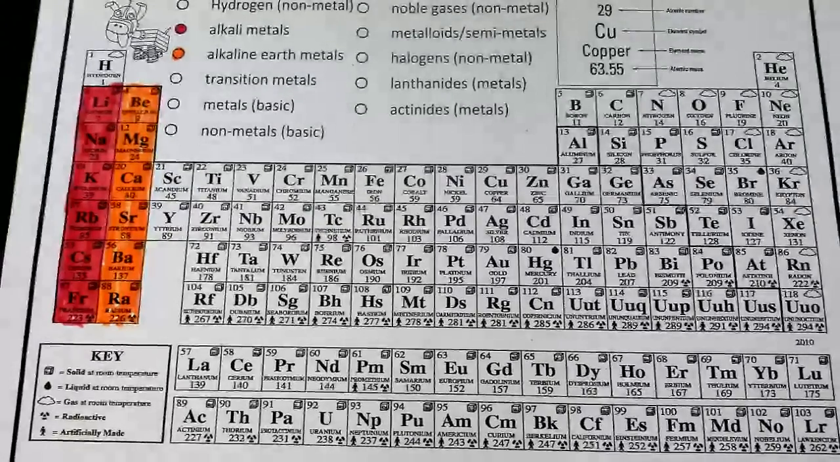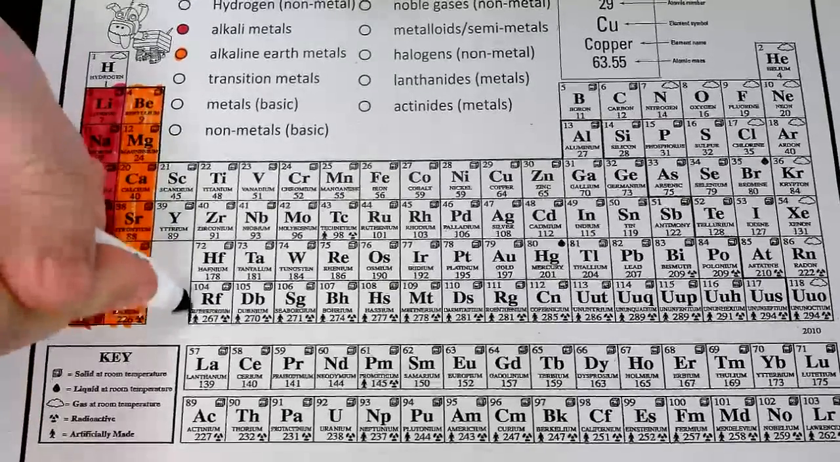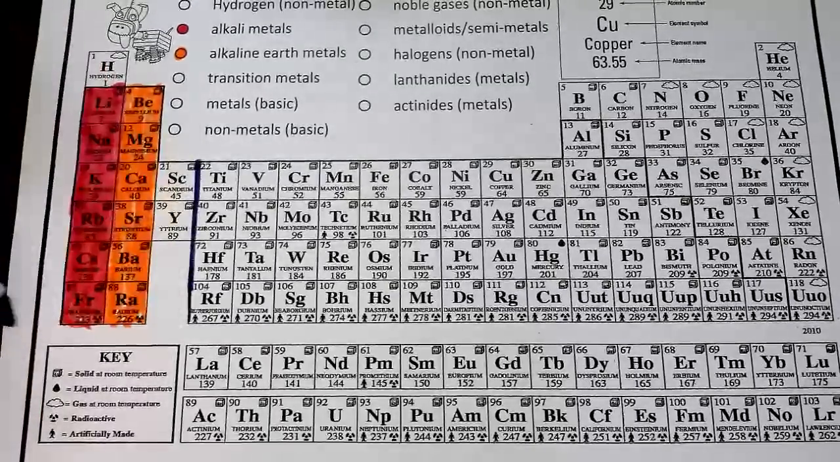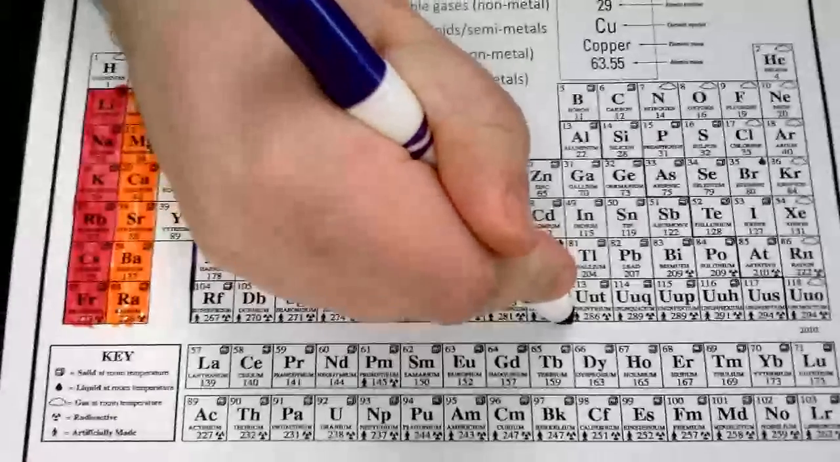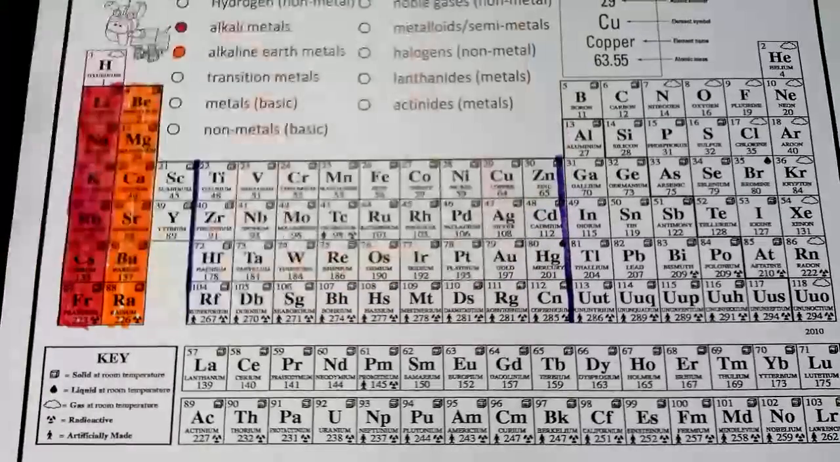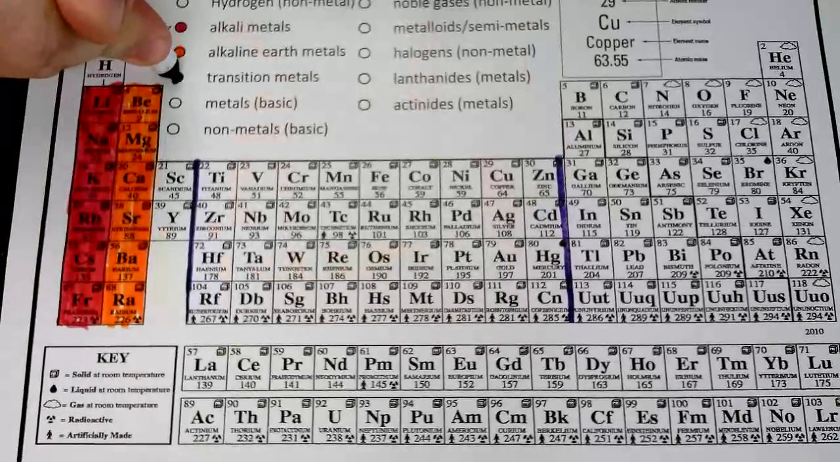Next, we're going to get to the things that you think of as metals, the transition metals. It's the biggest block on our periodic table. It goes from group 3 all the way over to group 12. These are our transition metals.